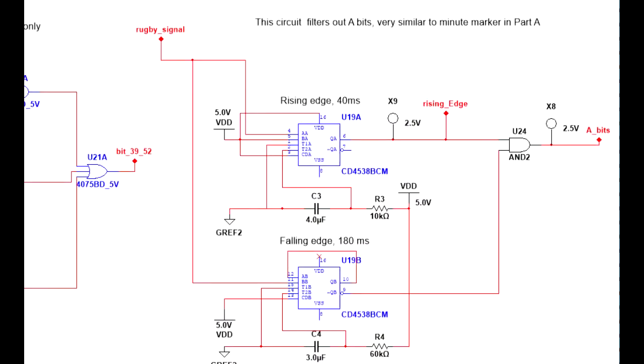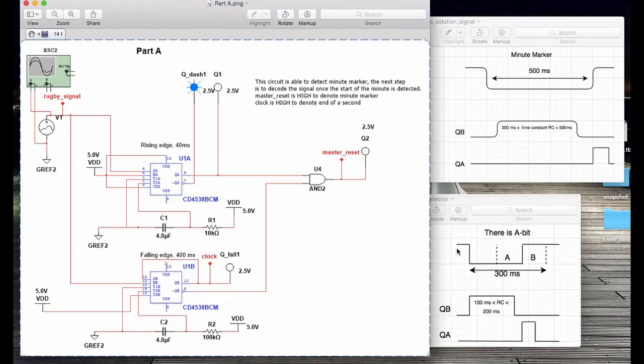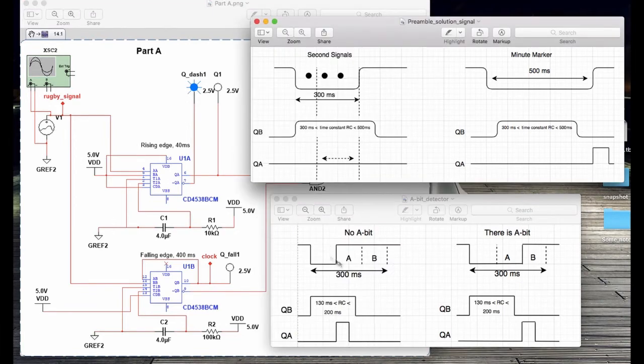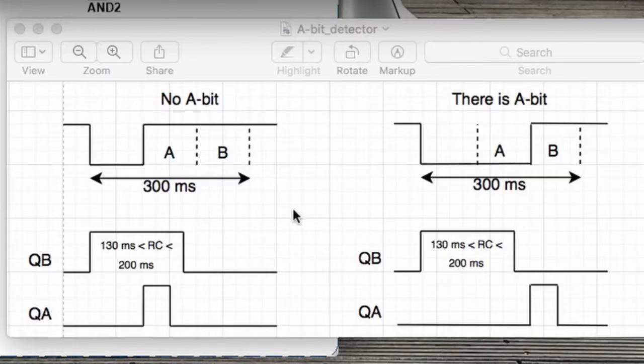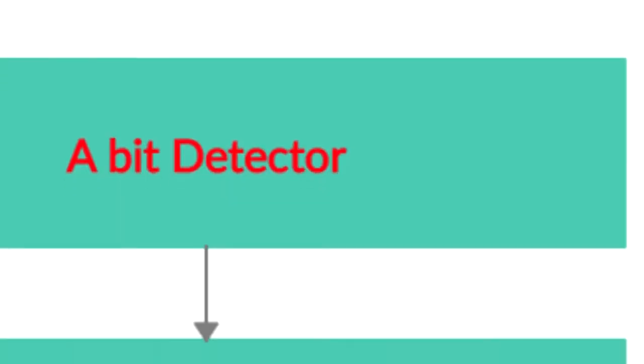The 8-bit detector circuit is very similar to the minute marker detector circuit. The differences are that it is reset and run every second. It also has a smaller RC value to detect the part of the signal that actually contains the 8-bit. The 8-bit detector is described in this diagram, and you can see the comparison. The only difference is that it is a shorter RC time constant value. This high is then outputted to the hour and minute display for that second of the clock.